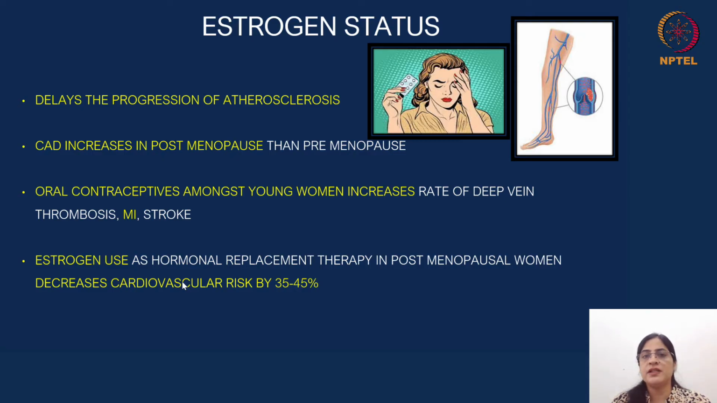Lastly is the estrogen status. As per literature, estrogen is a good hormone. It delays the progression of atherosclerosis. Why does the literature say so? Because the incidence of coronary artery diseases is more in postmenopausal women than premenopausal. Also, women who are on long-term use of oral contraceptives have a higher risk of deep vein thrombosis, myocardial infarction, and even stroke.